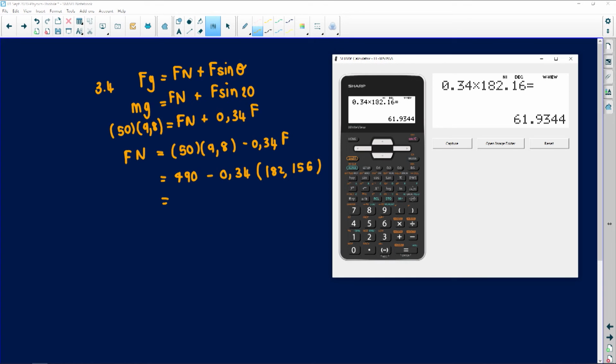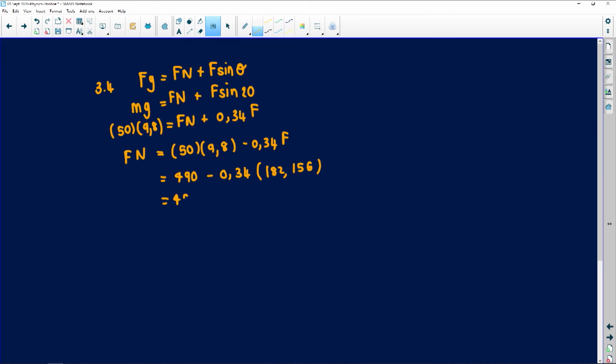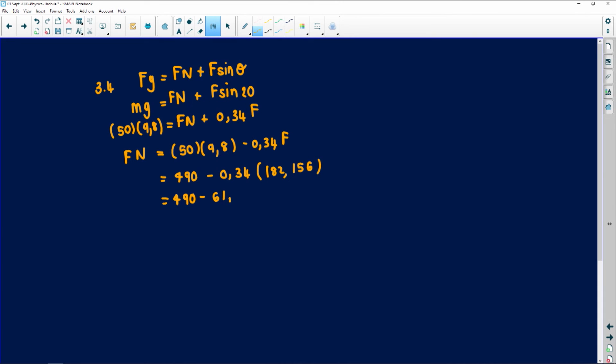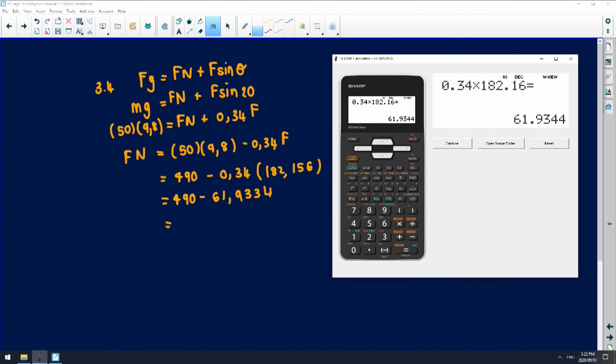See what we get there. So I get 61.9. I'm going to write everything, 61.9334, and then only round off my final answer. So I'm going to get 490 minus 61. Ooh, I actually forgot, 61.9334. Now I can subtract the two. BODMAS says after you've multiplied, you can then subtract. So I can say 490 subtract 61.9334. Let's see what my value for F of n is.